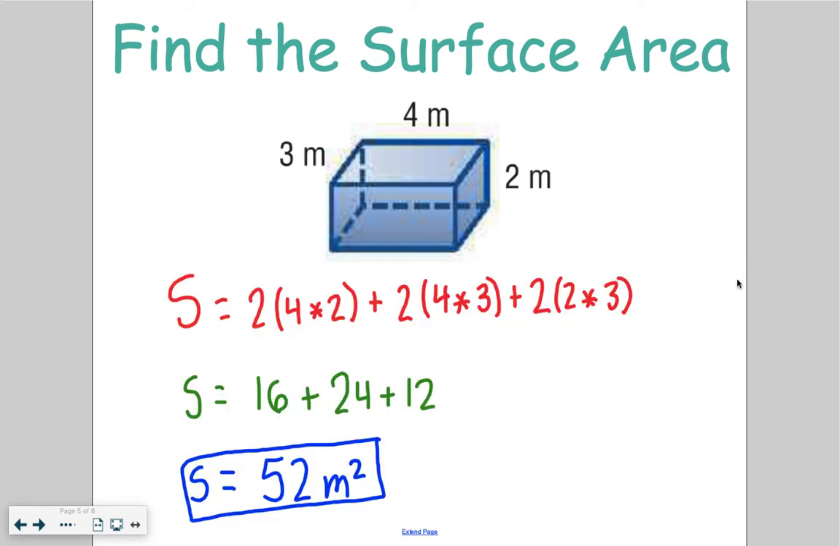So we have 2 times 4 times 2, because we have our length as the 4 and our height as the 2, and then our width as the 3. And then we've got 2 times 4 times 3 and 2 times 2 times 3, giving us 16 plus 24 plus 12 for a final answer of 52 meters squared.